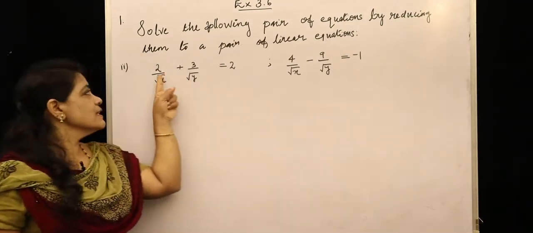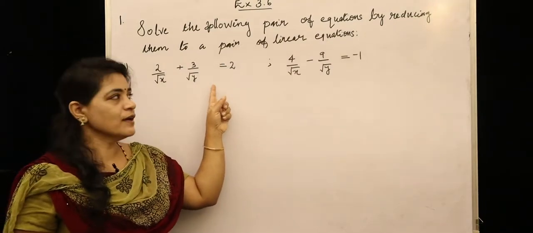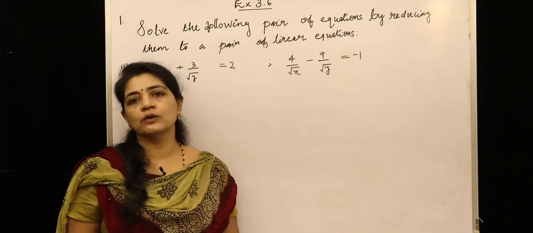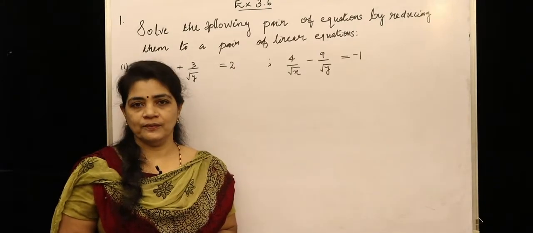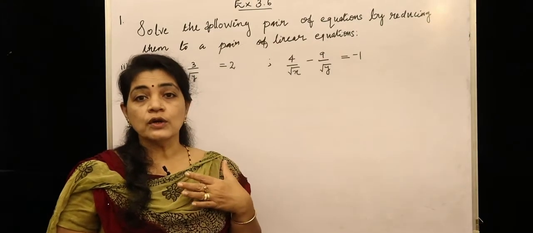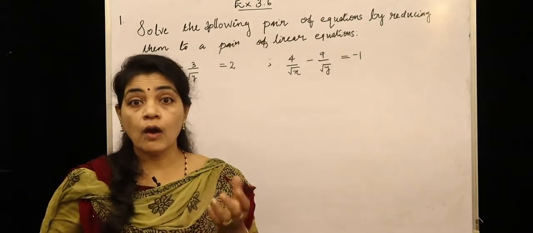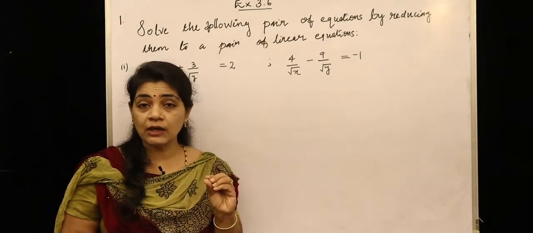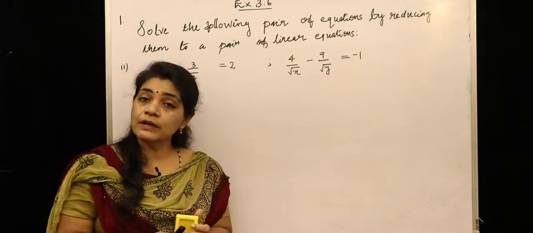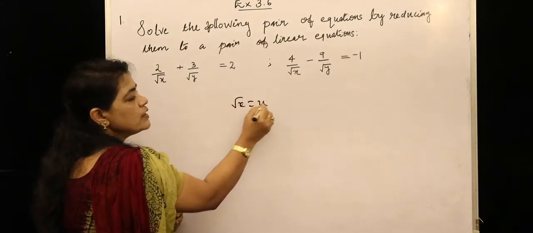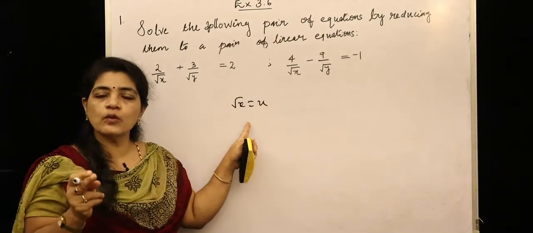See the question, children. 2 by root x plus 3 by root y is equal to 2, and 1 by root x minus 9 by root y is equal to negative 1. As in the first problem, we are going to substitute for 1 by root x. Children, this is very important. Don't substitute simply root x as u. If you substitute root x as u, what happens?